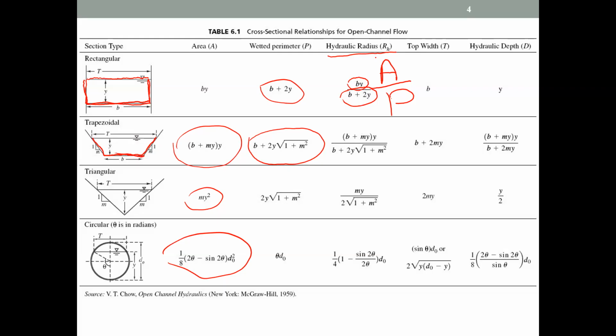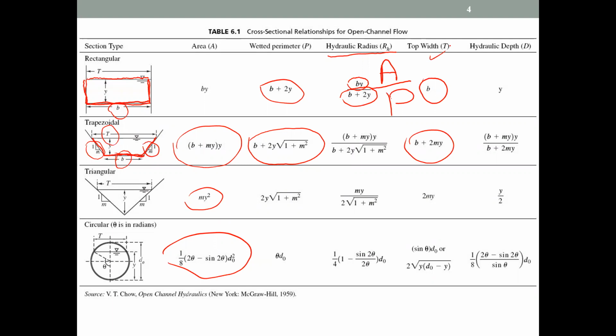Area divided by the wetted perimeter. Then top width. For a rectangular section, the top width, in other words the width of the water surface, is equal to b. But for the trapezoidal section, that is not very easy. You will have to calculate it in terms of b and m. I'm sure you can do it, right? So this is the top width for the trapezoidal section, and I'm expecting you to be able to derive this. The top width is also quite common, so we will discuss it today in detail.